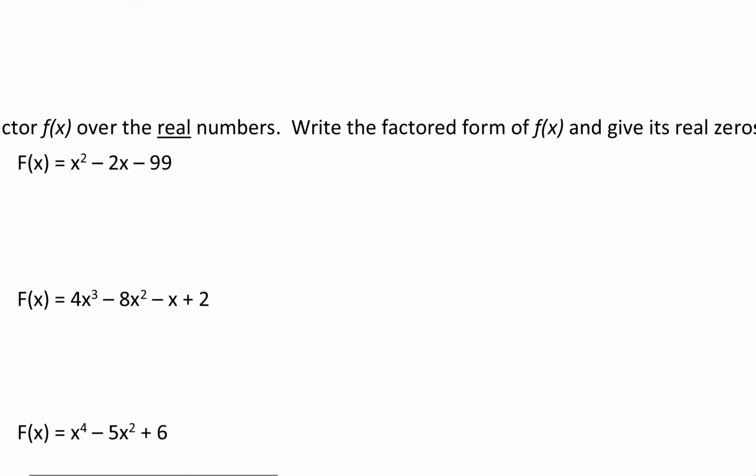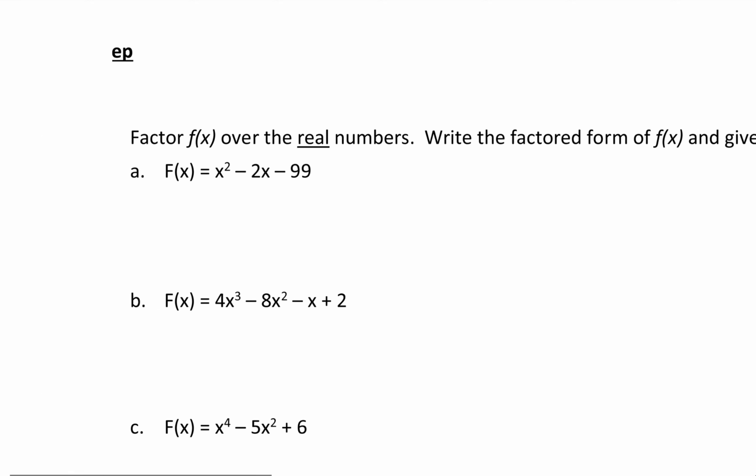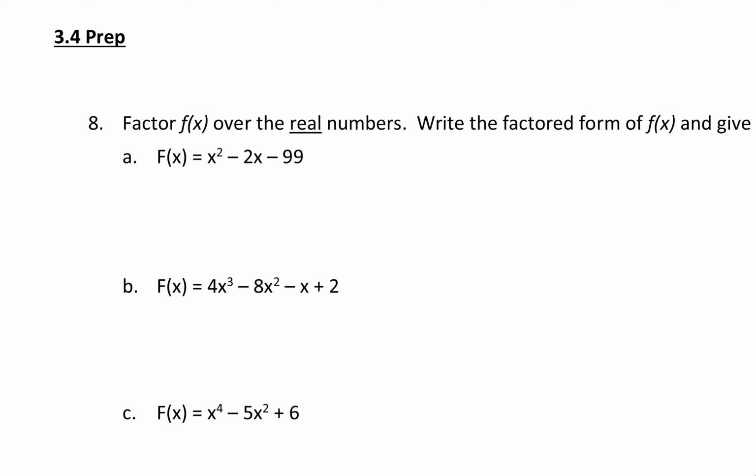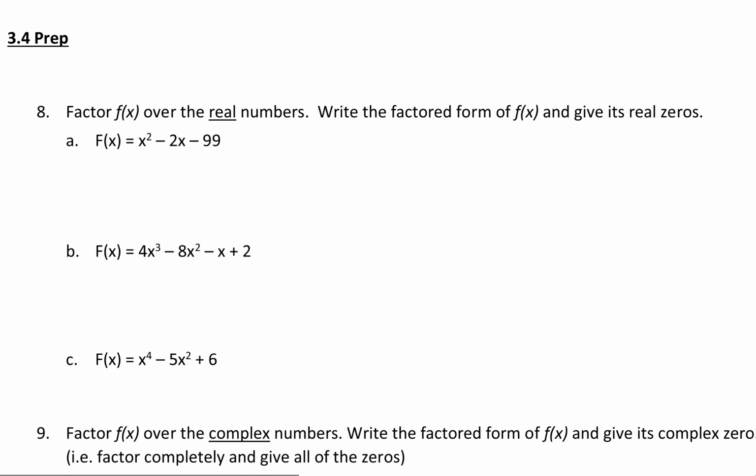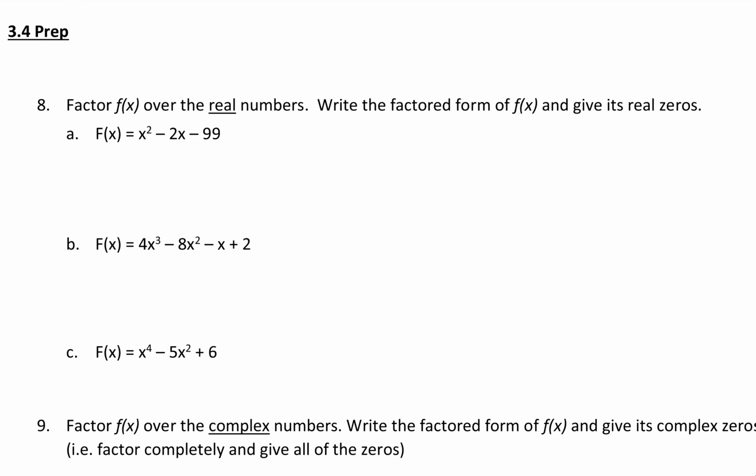Now, for 8. They want us to factor over the real numbers, and then we're going to write the factored form of our f of x and its real zeros. So we're going to factor, we're going to write the factored form, and we're going to give the zeros. Okay, so multiple parts to our answers.